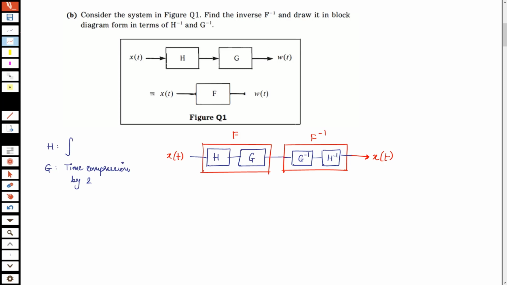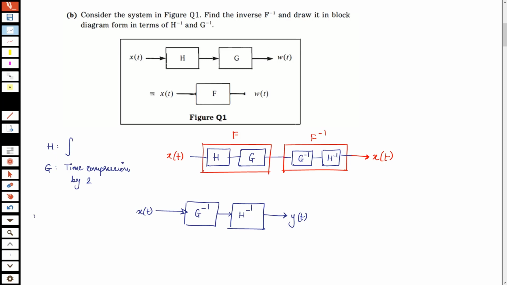So if we were to draw just F inverse, it would be G inverse followed by H inverse, right? This is how this inverse system would be defined. And we already know what G inverse and H inverse are.